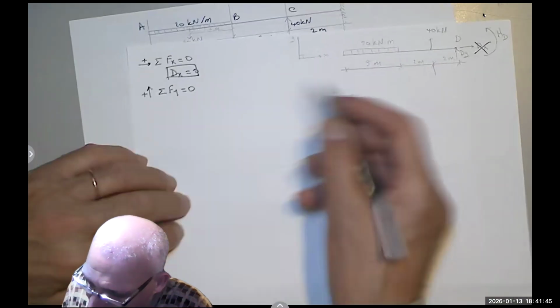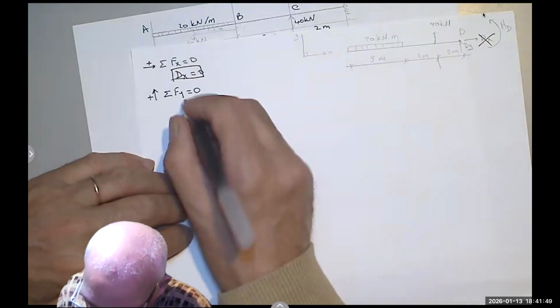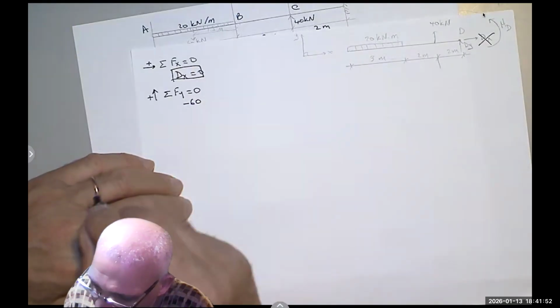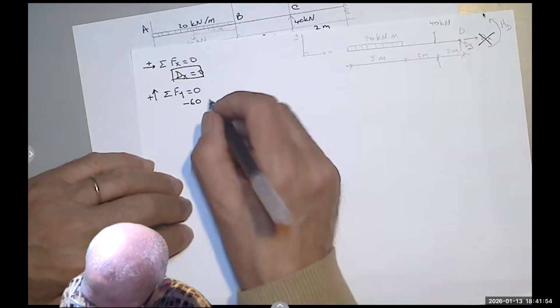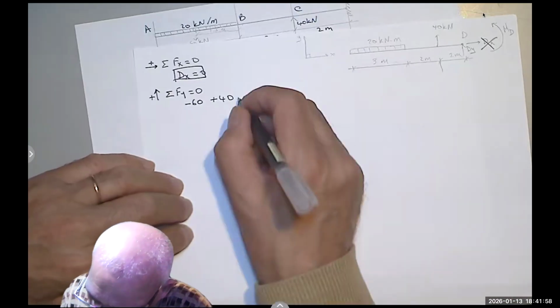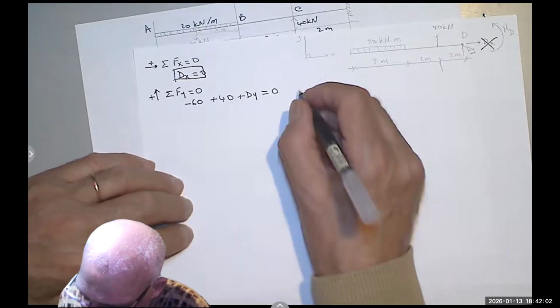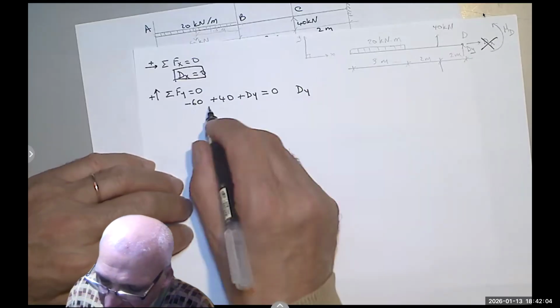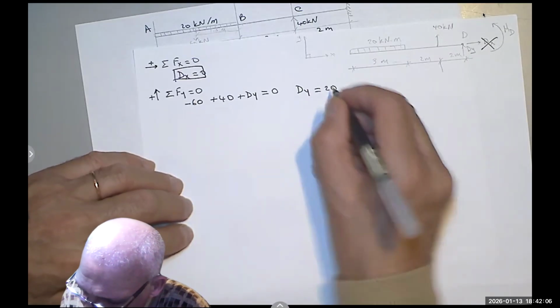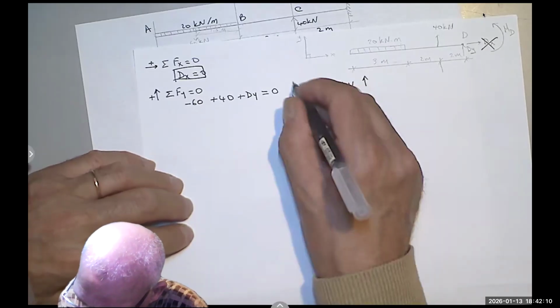But here I have 20 times 3 is 60, like we said before. So negative 60 kilonewton plus 40, because it's going up. And I assume Dy is going up, so plus Dy equals 0. Notice this is Dy minus 20 equals 0, to save your time. Dy equals 20 kilonewton positive, meaning it's going up.